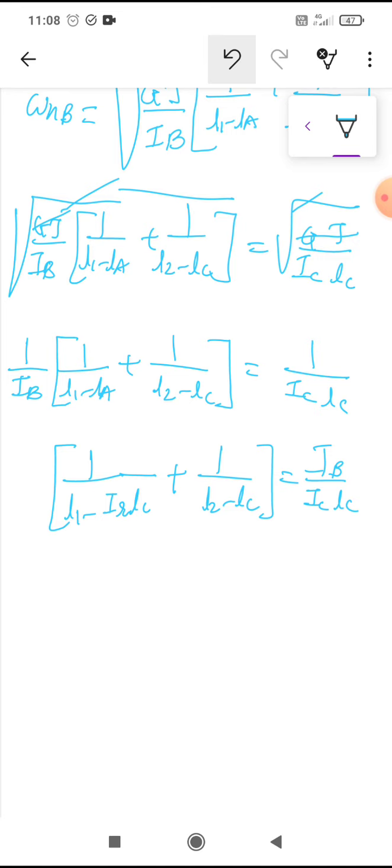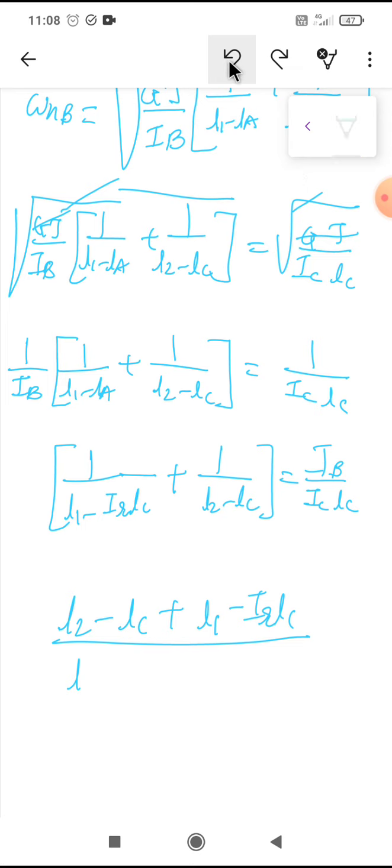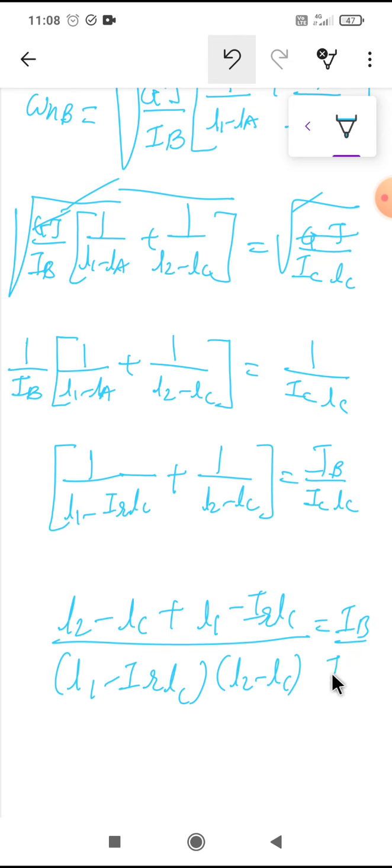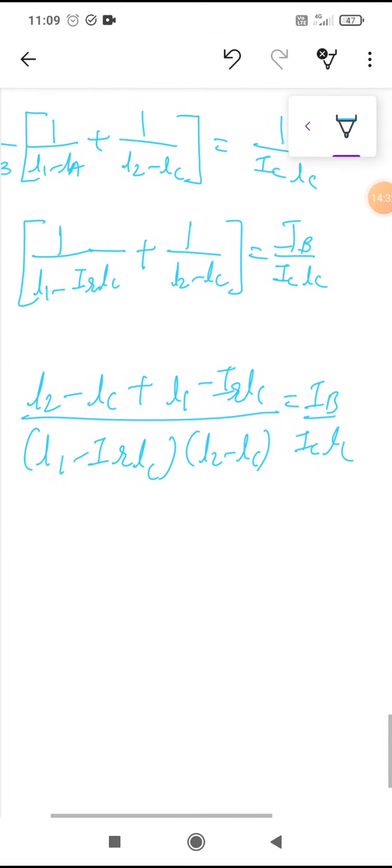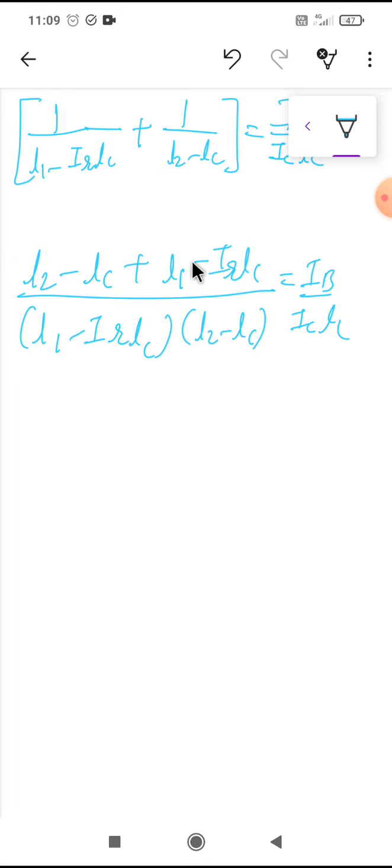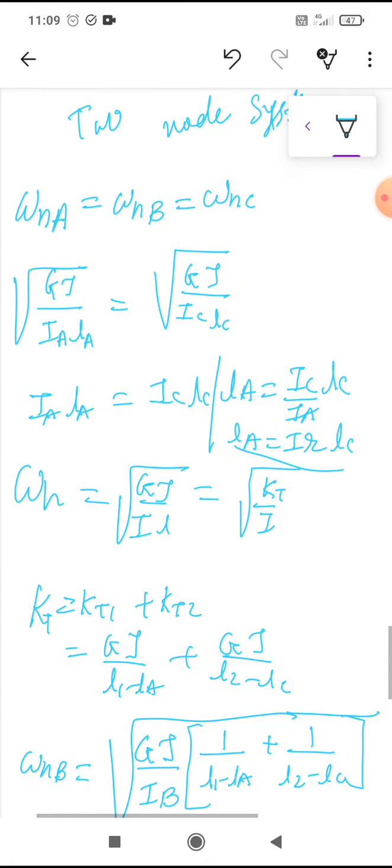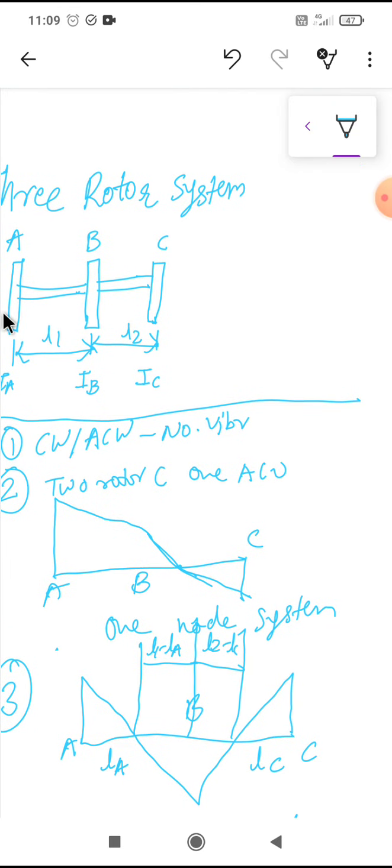Now I'll just take the LCM. So I'll get L2 minus LC plus L1 minus IR LC, divided by L1 minus IR LC into L2 minus LC. Here I have got IB upon IC LC. Now this equation is getting more and more complicated. Here we have L1 plus L2. What is L1 plus L2? This is L1 and this is L2, that is the total length.